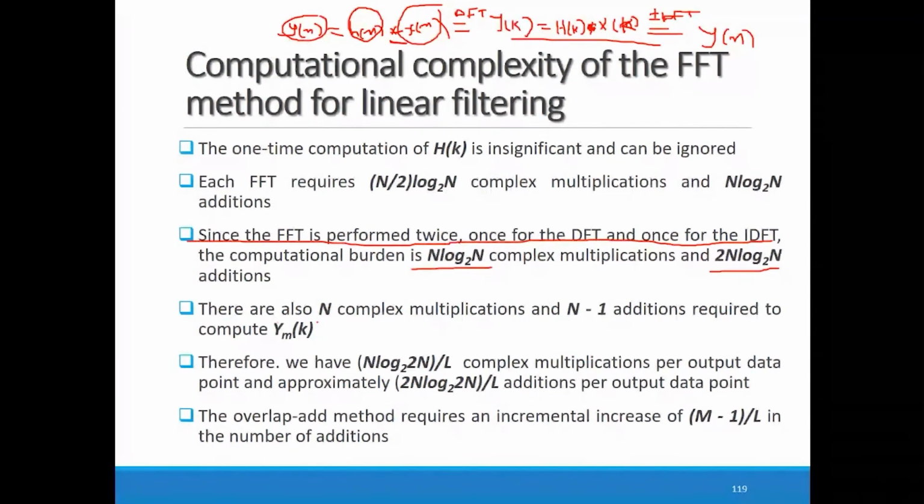There are also n complex multiplications and n minus 1 additions required to compute y of k. So here, as mentioned, a total of n complex multiplications and n minus 1 additions are required to compute y of k. Therefore we have n log 2n divided by L complex multiplications per output data point, and approximately twice n log 2n divided by L additions per output data point.